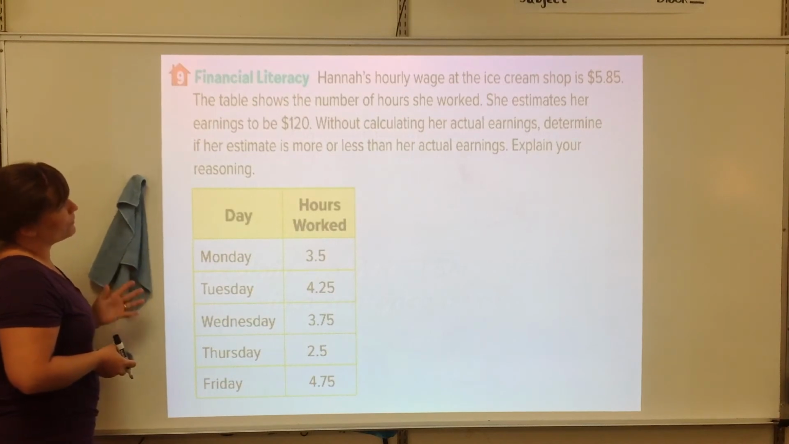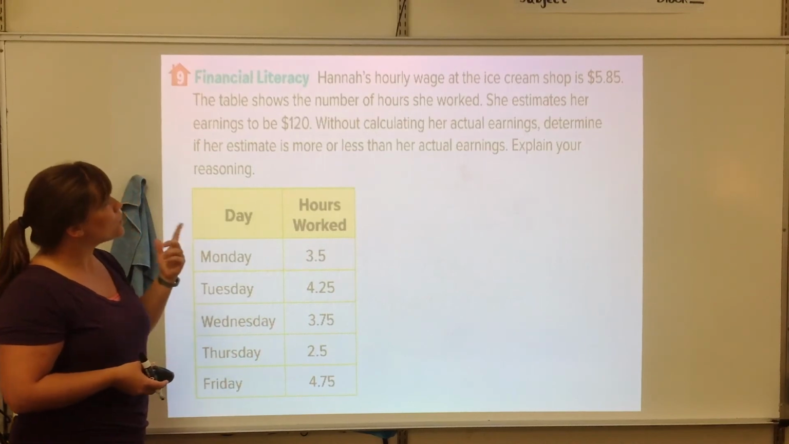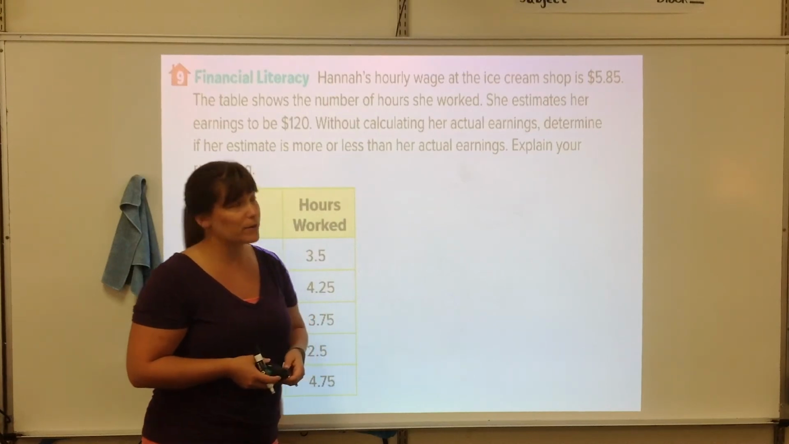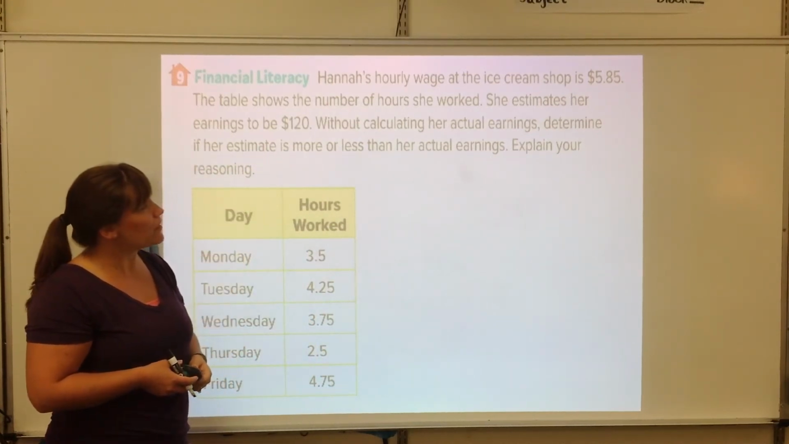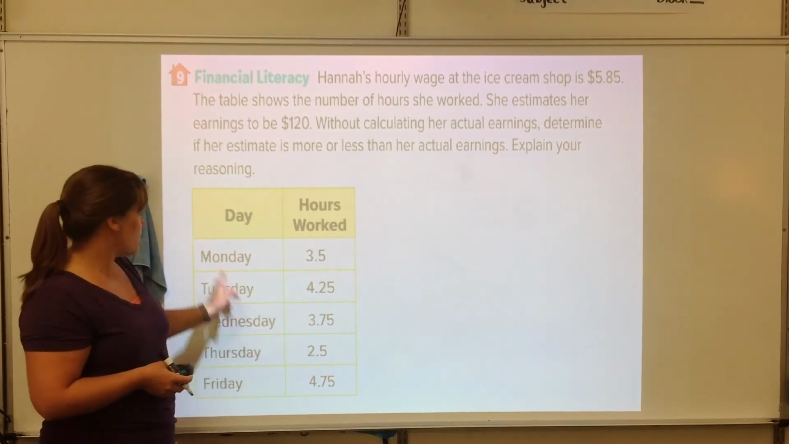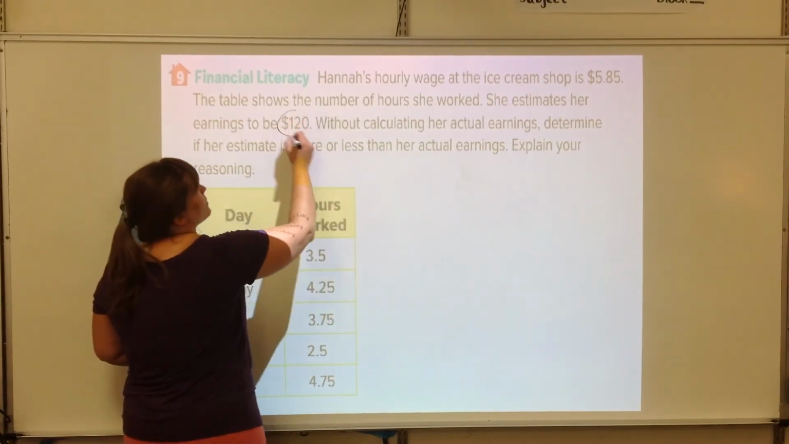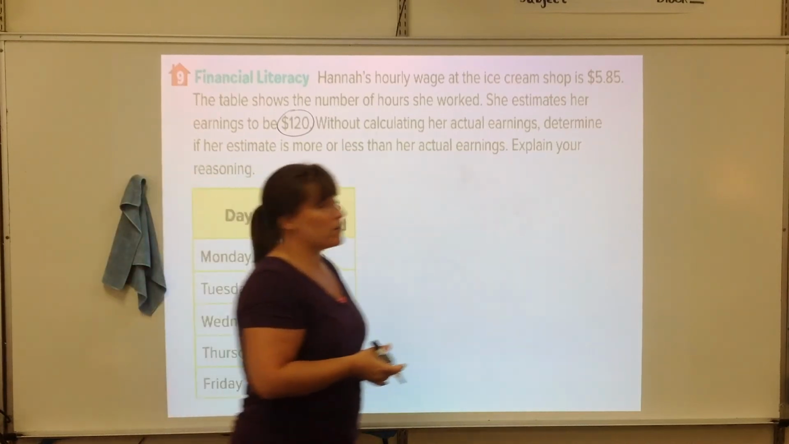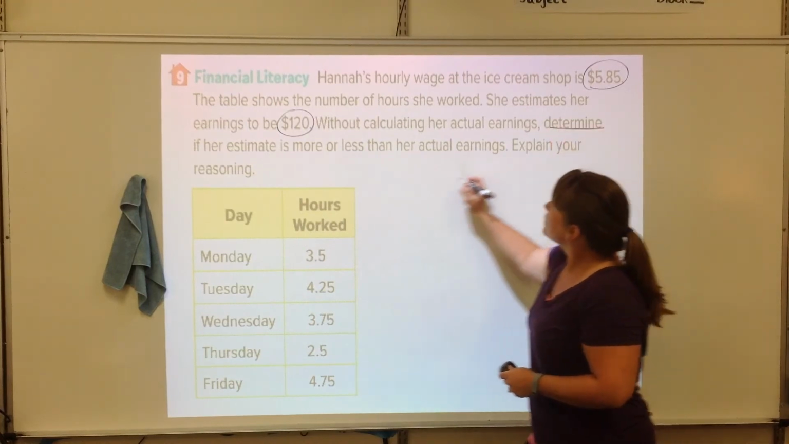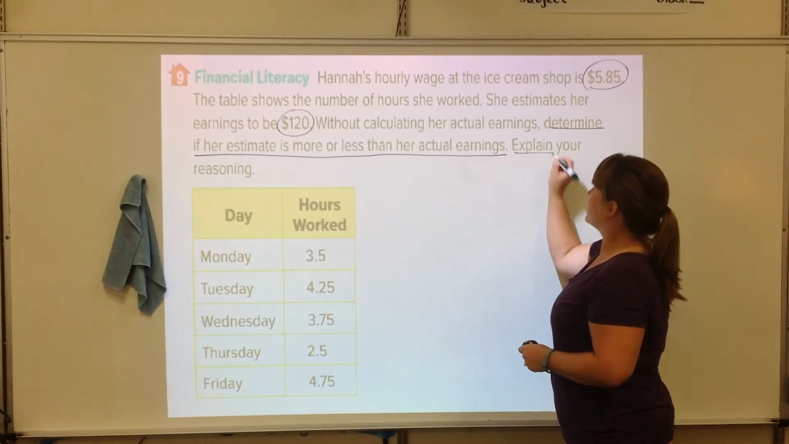So here is the last question. This is about a part-time job that Hannah has. She is working at an ice cream shop, and she is going to be making $5.85 an hour. So Hannah's hourly wage at the ice cream shop is $5.85. The table shows the number of hours she worked, Monday through Friday. She estimates her earnings to be $120. Without calculating her actual earnings, determine if her estimate is more or less than her actual earnings, and then explain.